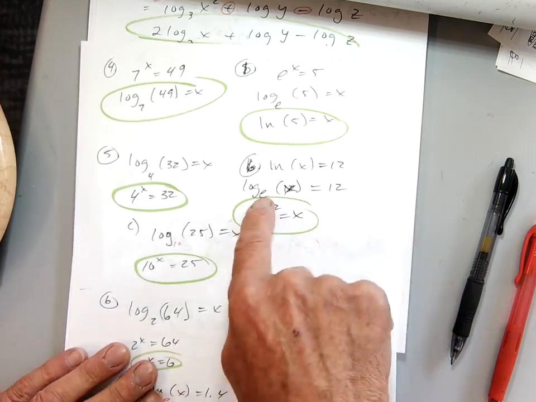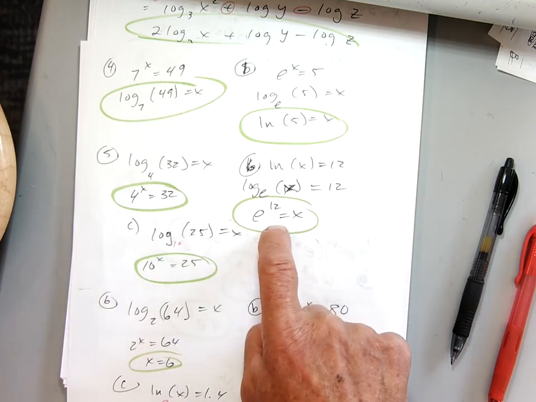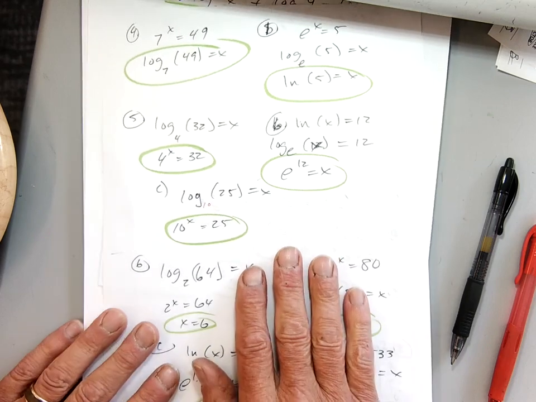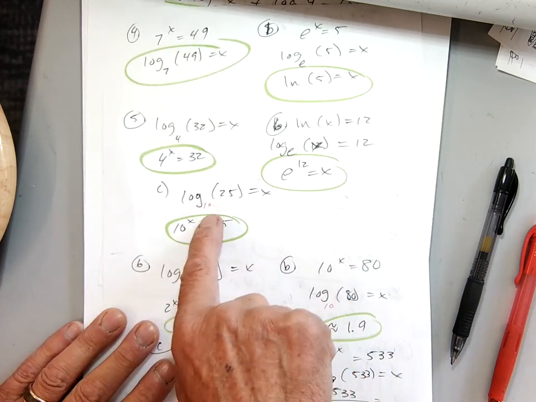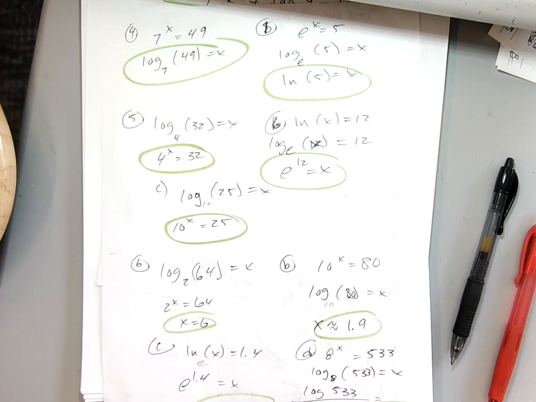B, ln is base e, right? ln is base e, so e to the 12 equals x. Don't solve it, that's all I want. C, invisible base is base 10, so 10 to the x equals 25. Don't solve it, just leave it, okay?